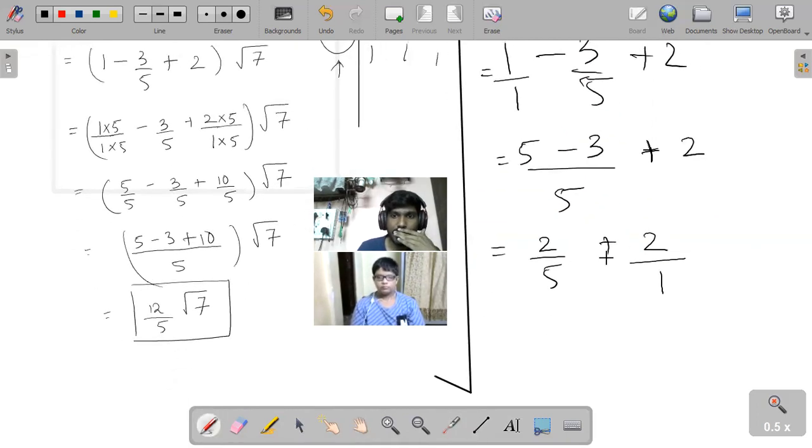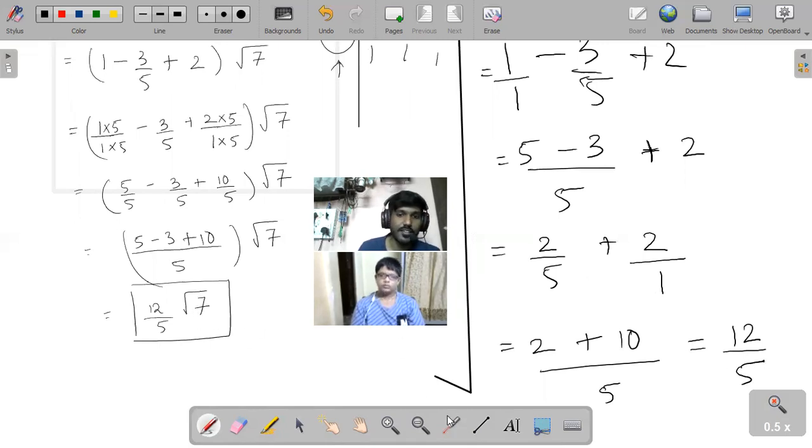Now, again, there is a plus sign. So we'll do cross multiplication. 2 into 1, 2 plus 5 into 2, 10 upon 5 into 1, 5. And 2 plus 10 is 12 upon 5. So you see, we are getting the same thing. 12 upon 5, 12 upon 5.